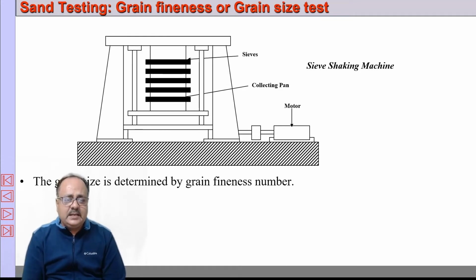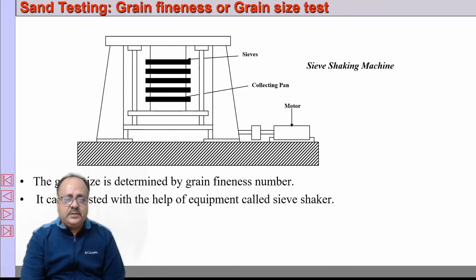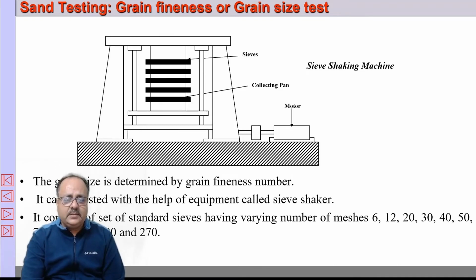So the grain size is determined by the grain fineness number. It can be tested with the help of equipment called sieve shaking machine, and it consists of sets of sieves varying from 6 to 270.